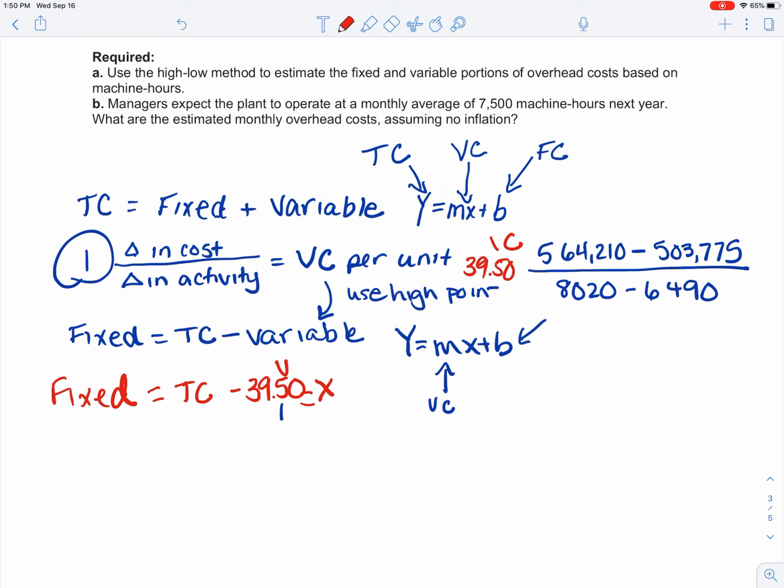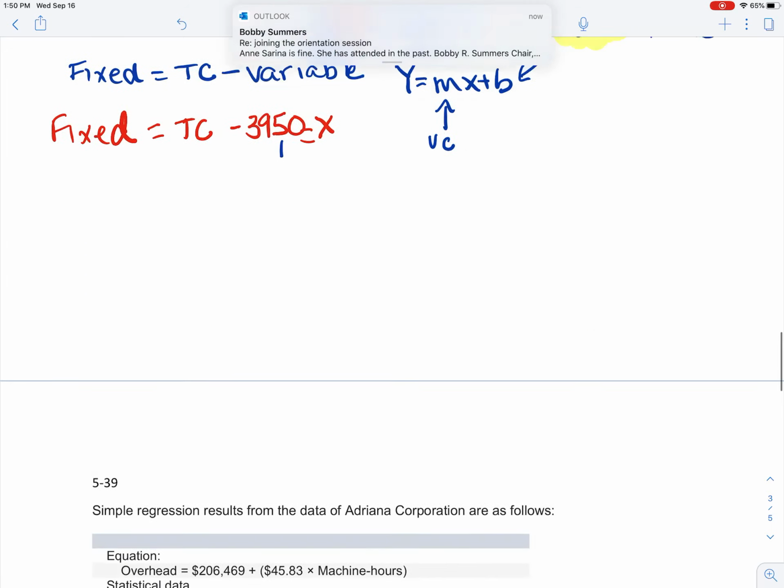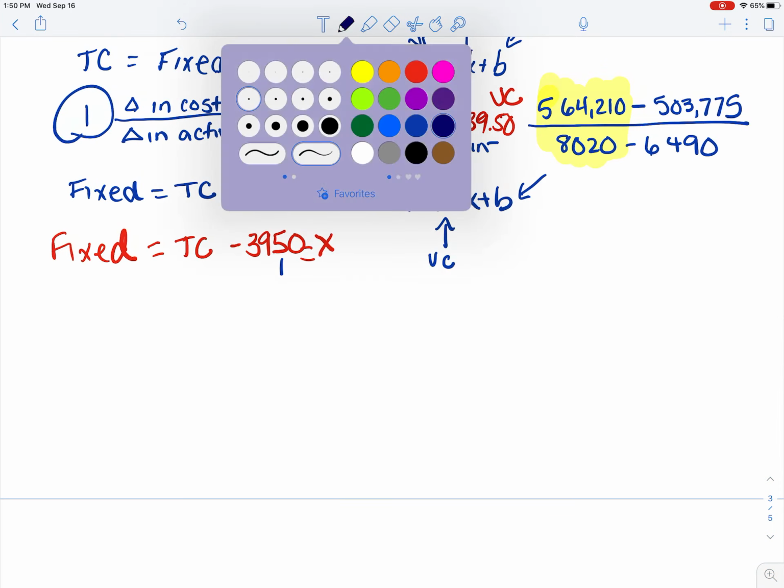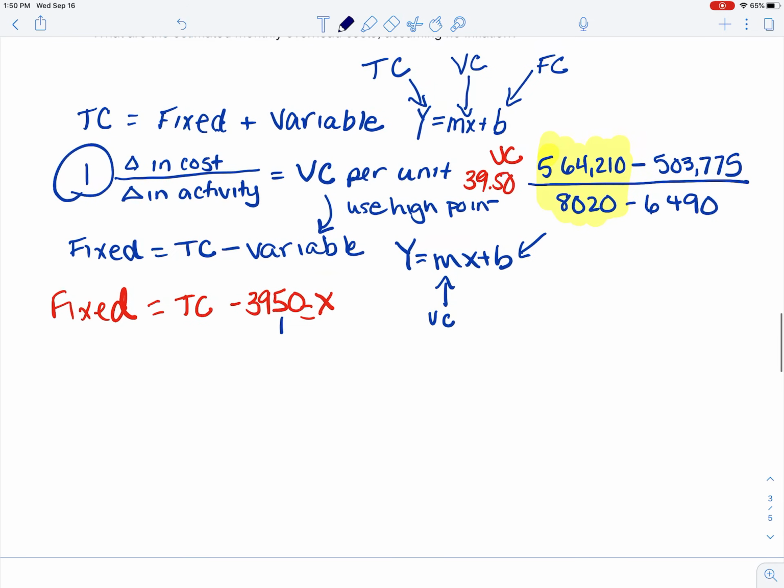Again, this was $39.50, just to show you. Now I erase the 5. Alright, so now I'm going to try to use the highest point, and I'm going to plug that into my information so that I can then determine what my fixed costs are.